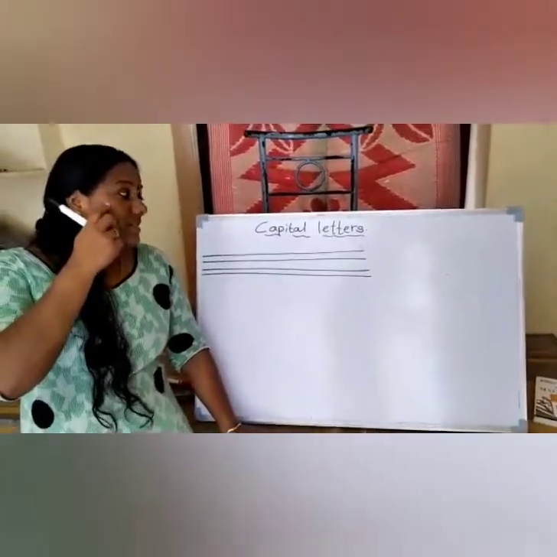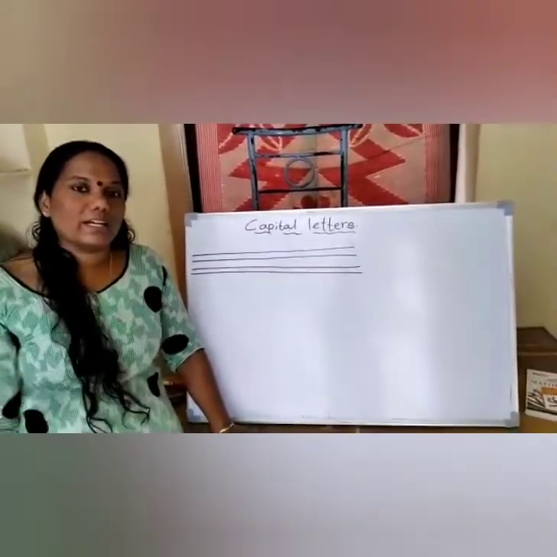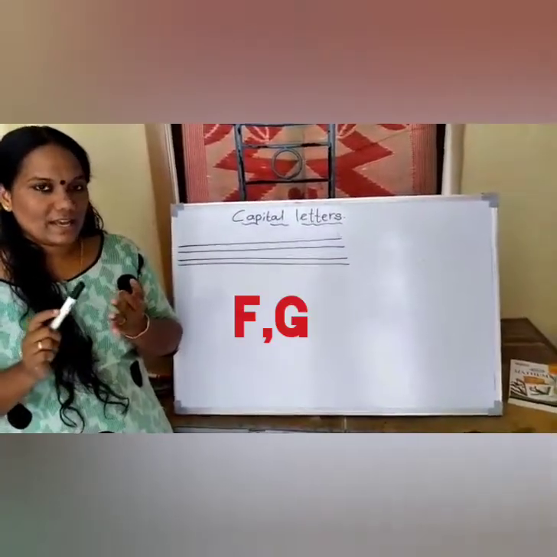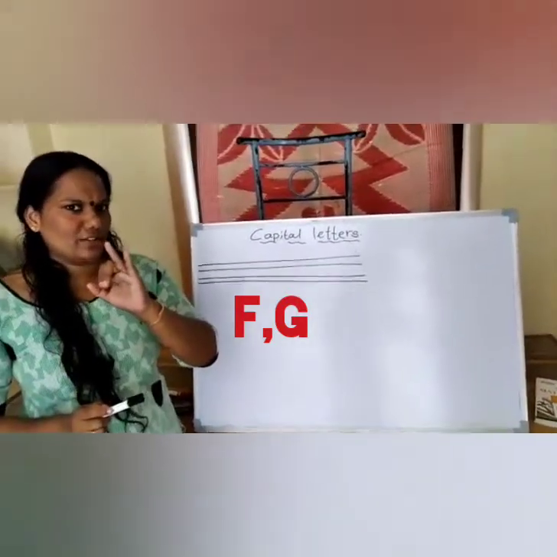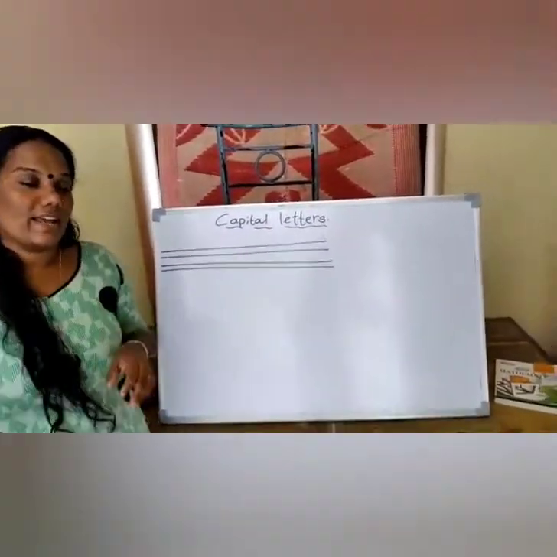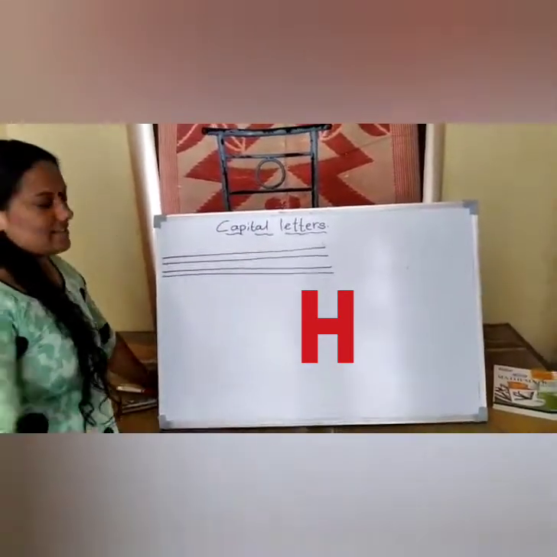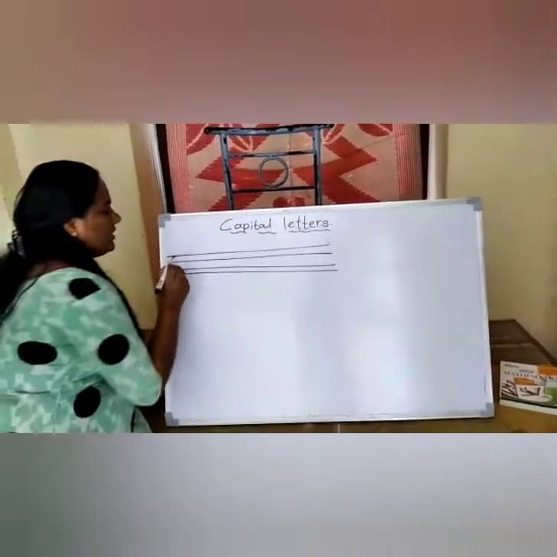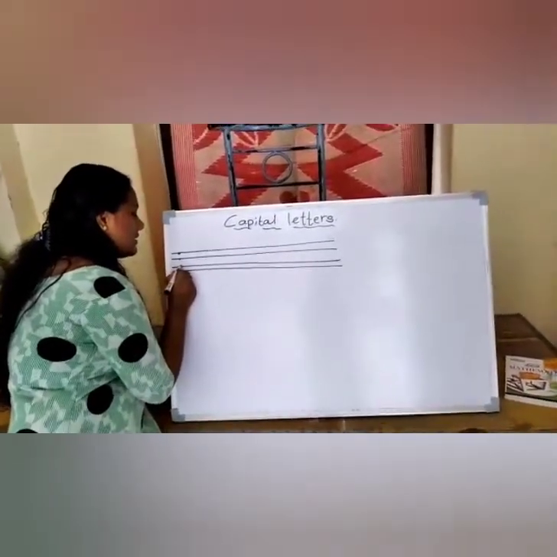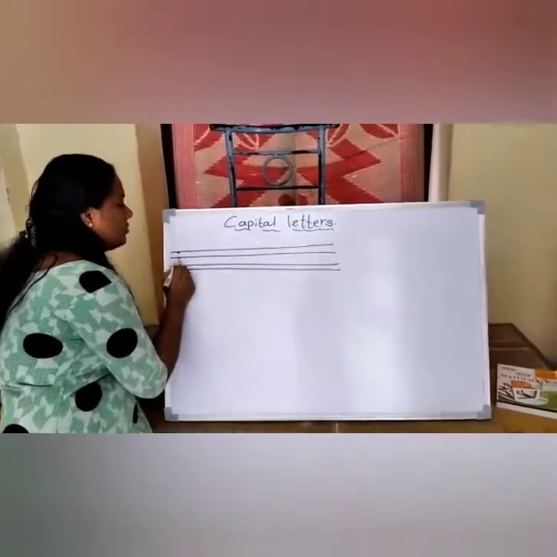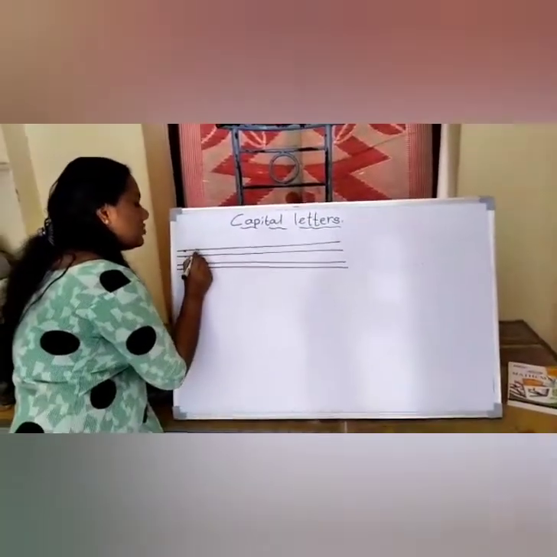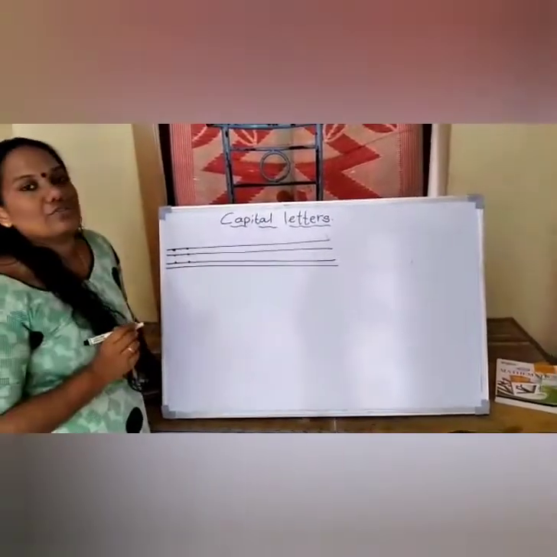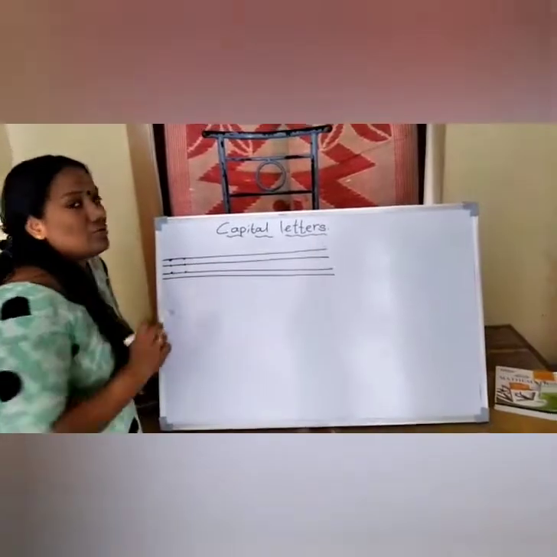Today how many letters did we study? F, G. Two letters you studied, no? So the next letter is what? H. Up one big dot. Down one dot. Next 3 dots are there. 1, 2, 3 dots. Okay. Like that only, the same way. On the right side also, like this, 3 dots we have to put. Then we have to join the dots.